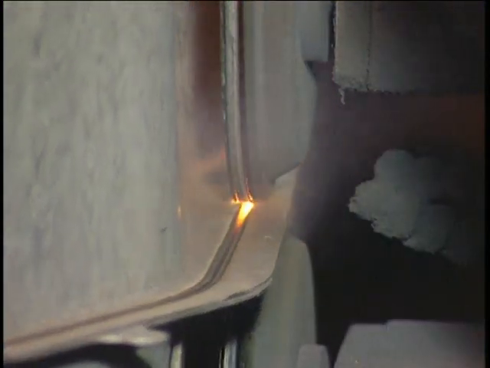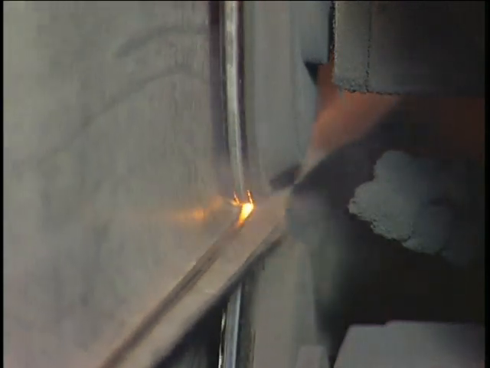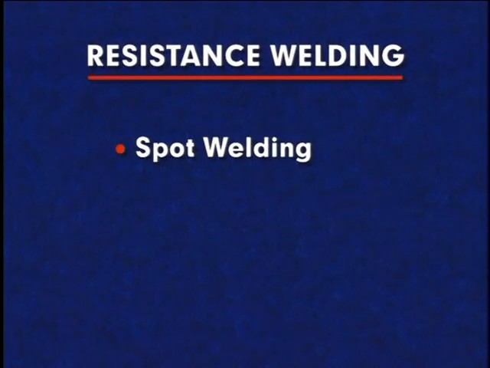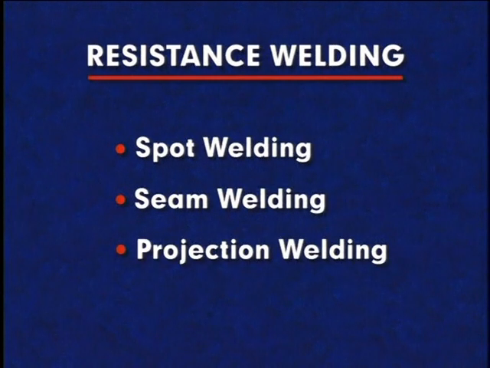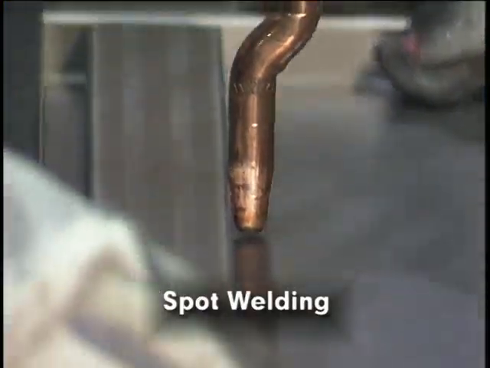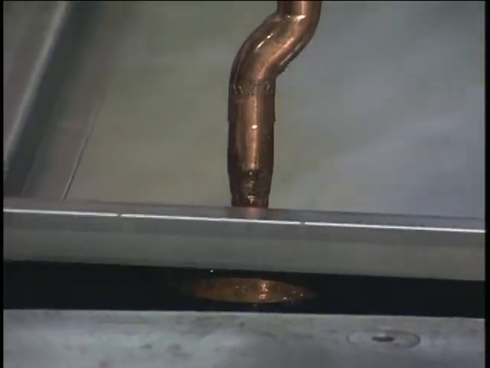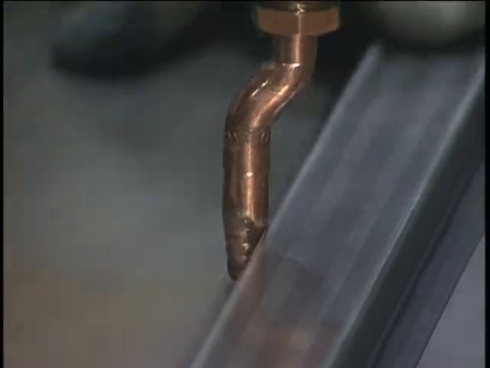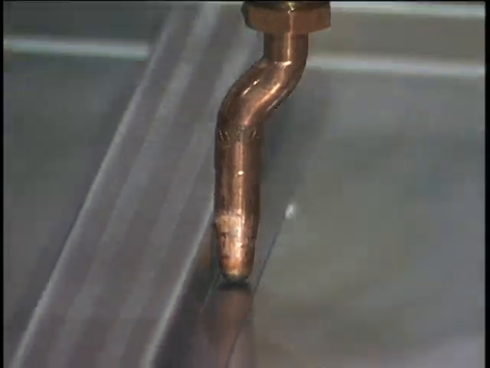Very high electric currents are used to quickly produce the resistance heat necessary for fusion. The 3 principal types of resistance welding are spot welding, seam welding, and projection welding. Spot welding refers to making welds one at a time between the electrodes. One, several, or many individual spot welds may be required, depending on the application.